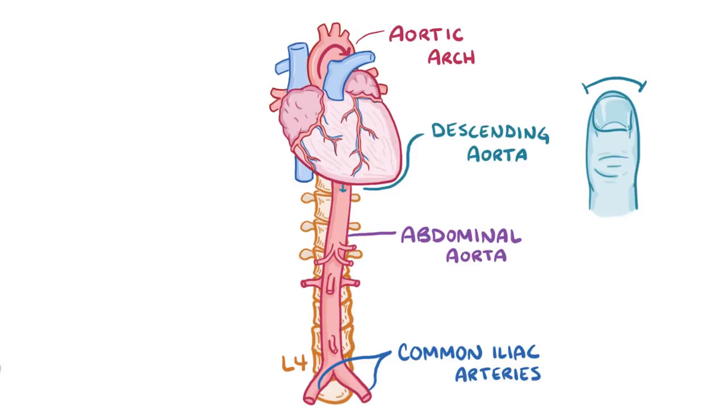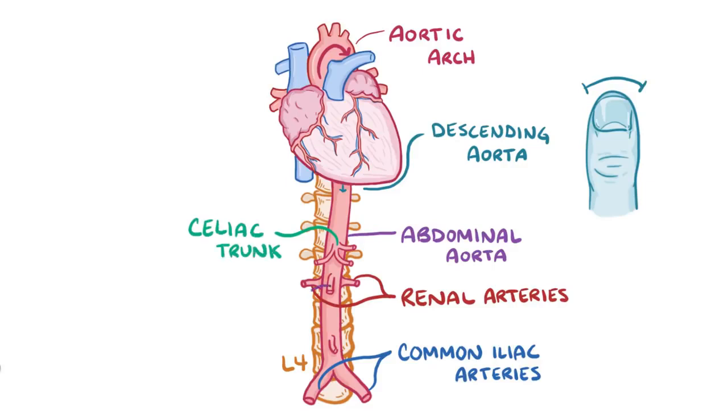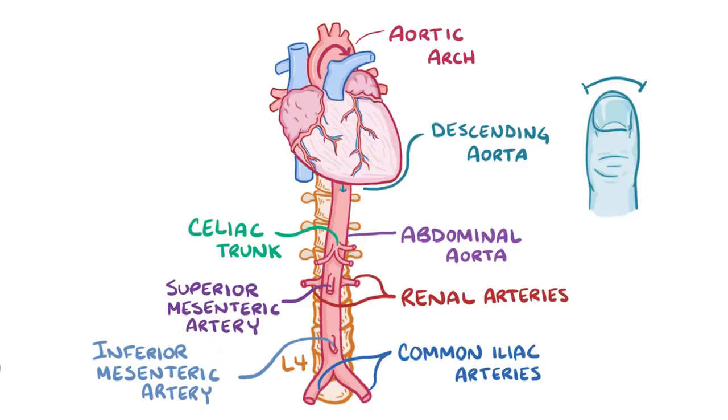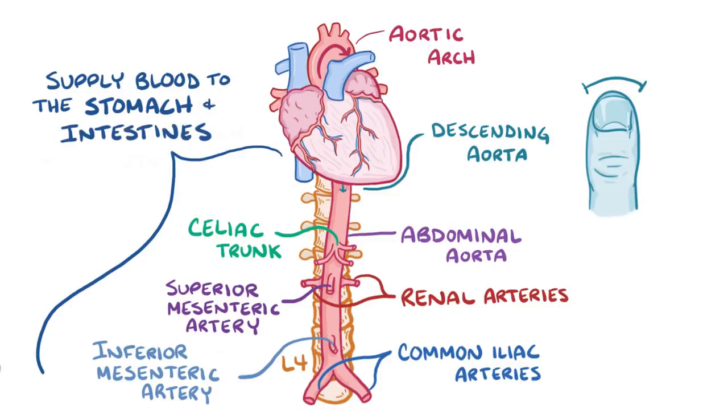Along the way, it gives rise to a number of paired arteries like the renal arteries, as well as three unpaired arteries, the celiac trunk, the superior mesenteric artery, and the inferior mesenteric artery, all of which come off of the anterior or front wall of the aorta and supply blood to the stomach and intestines.